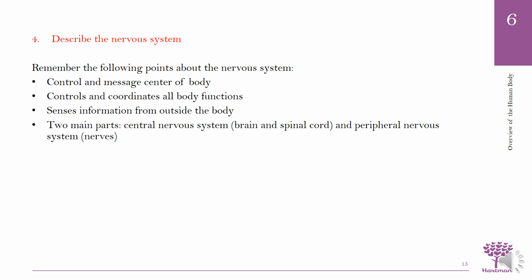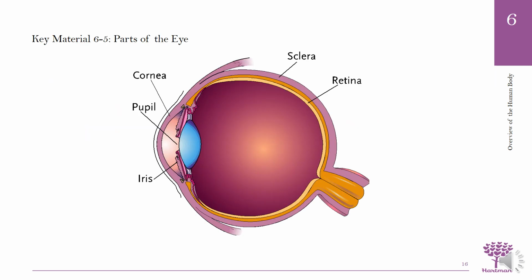So remember the following points about the nervous system. It's the control and message center of the body. It controls and coordinates all body functions, almost like the CPU of a computer. It senses information from the outside of the body and elicits an appropriate response, maybe sometimes inappropriate. Two main parts anatomically are the central nervous system, which contains the brain and the spinal cord, and the peripheral nervous system, which contains all the outside nerves.